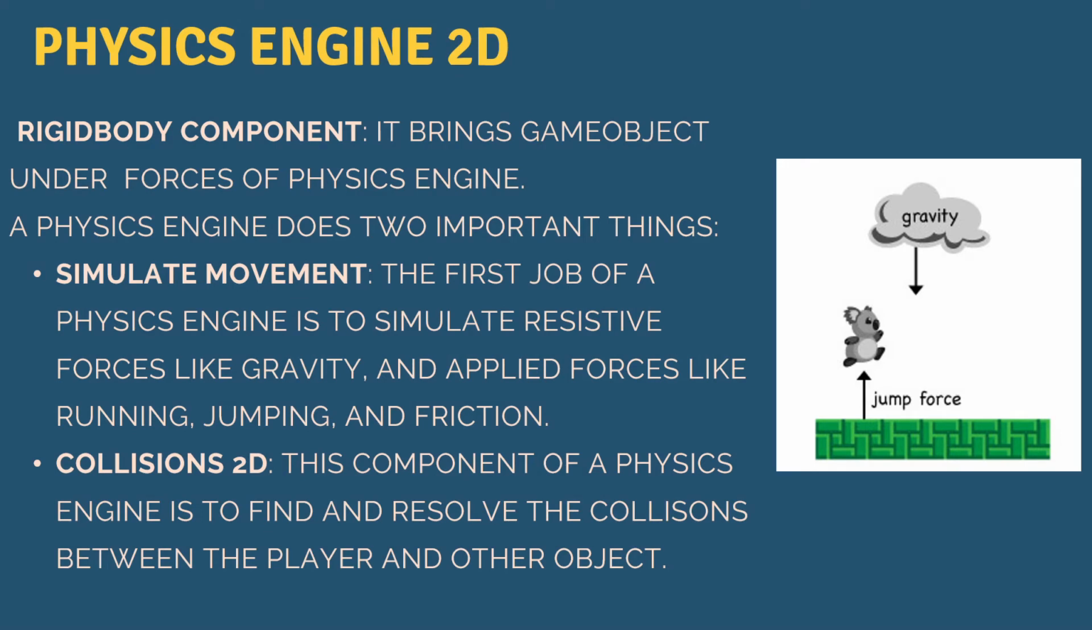Physics Engine 2D. So we have used the rigid body component in Physics Engine 2D, which helps us bring the game object under the forces of physics. The physics engine does two important things. Firstly, simulate movement. Its job is to simulate resistive forces like gravity and applied forces like running, jumping, and friction. And second is the collision 2D, which helps us to find and resolve the collision between the player and the other objects.